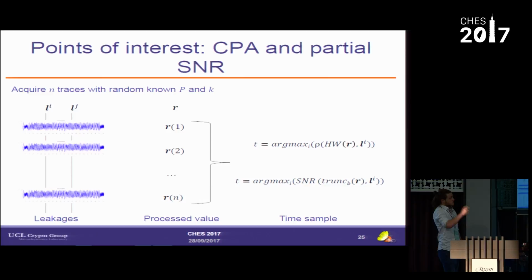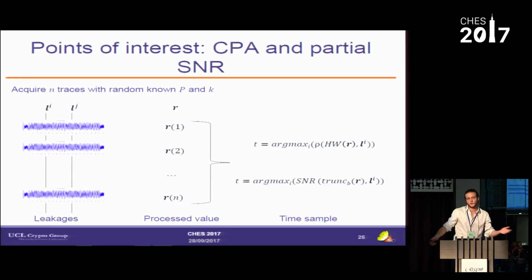If you use correlation, what's good is that you use all the 32-bit information of your registers, but you need the leakage model, such as the Hamming weight.